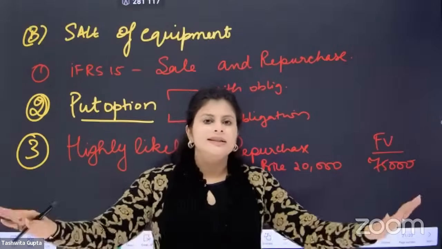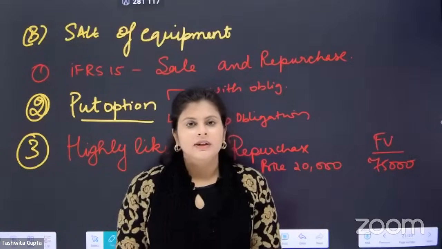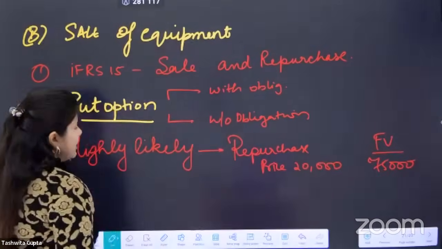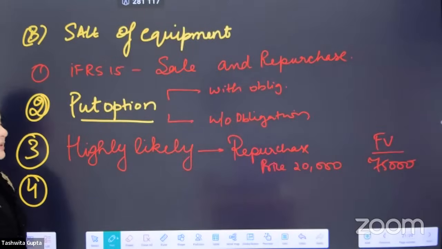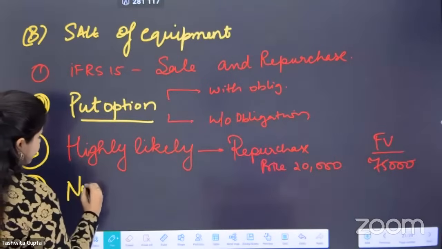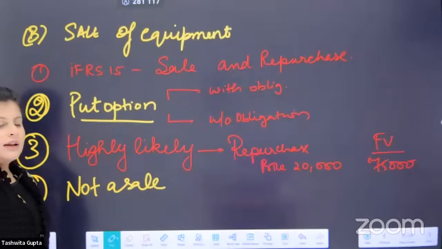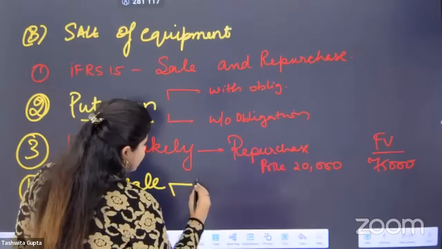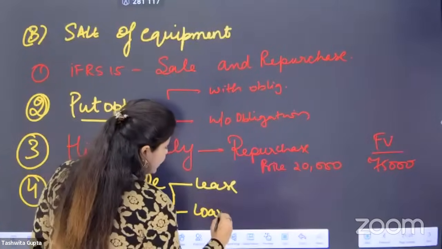We'll get it back and we'll sell it in the second-hand market. So that's a good point. If it is highly likely, what is the rule? Put option. This is not a sale. You'll conclude this is not a sale. If it is not a sale, we need to figure out if it is a lease or a loan.